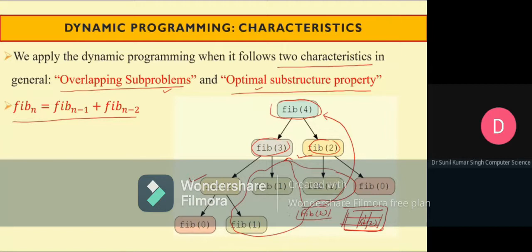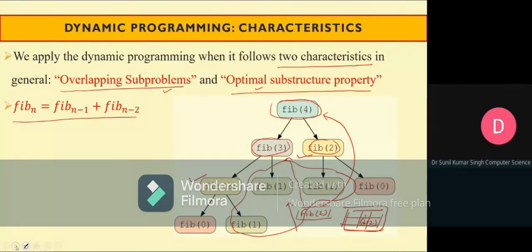So that is indicating the overlapping subproblem. That means Fib1 is being used many times. Similarly, you can see it for Fib0. We can say that this diagram is showing how these subproblems are being used, by computing only once.